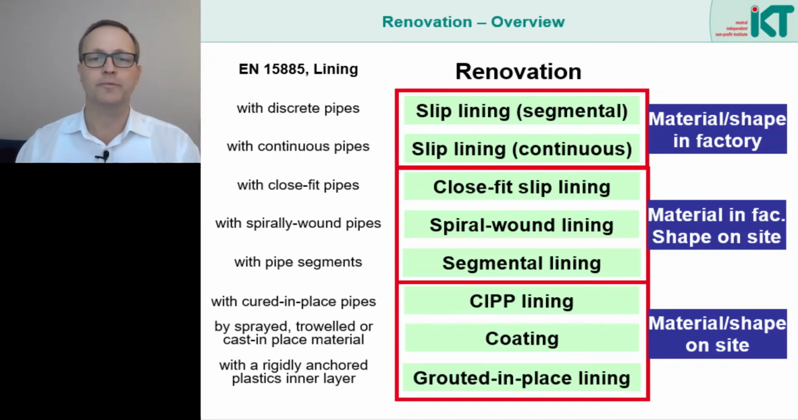The third group includes CIPP lining, coating, and the grouted-in-place lining. Here, individual material components are delivered to the construction site, processed on-site, and only cured in the sewer itself to form a pipe with the desired geometry. Essential steps of the production process therefore take place within the old sewer. Of course, this is a special challenge for quality assurance.